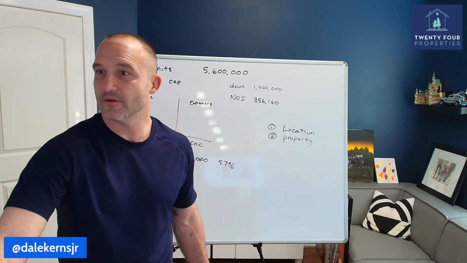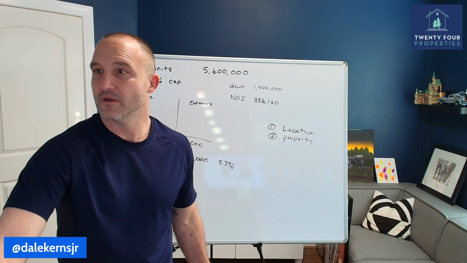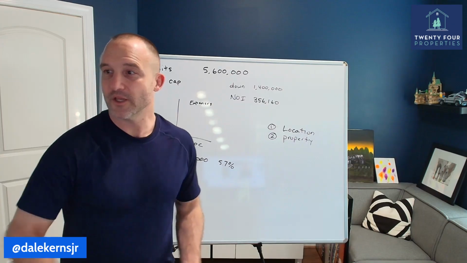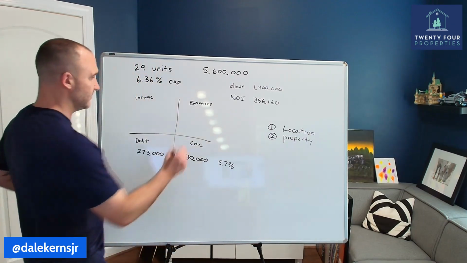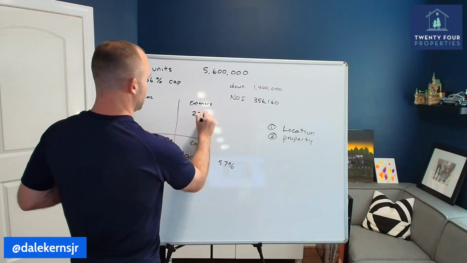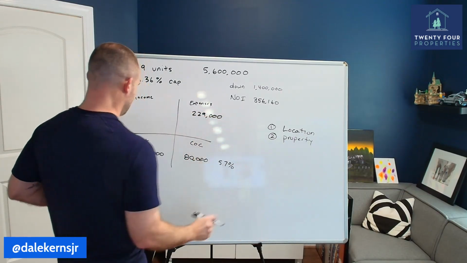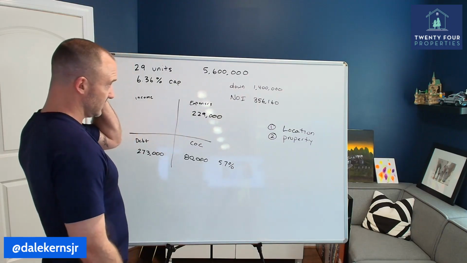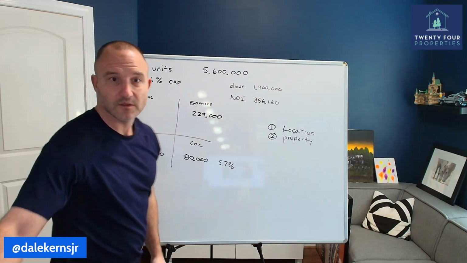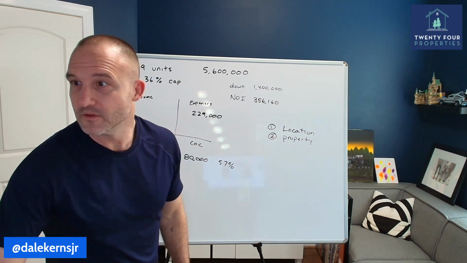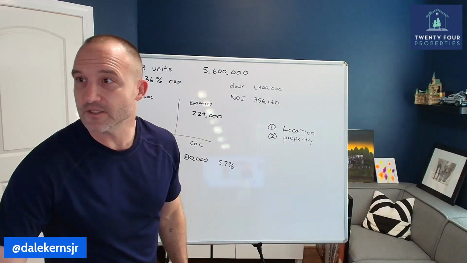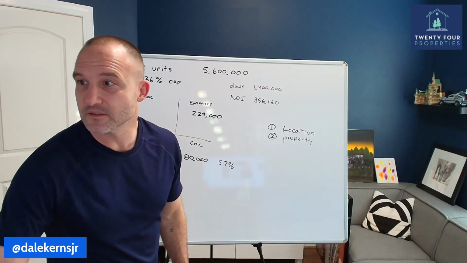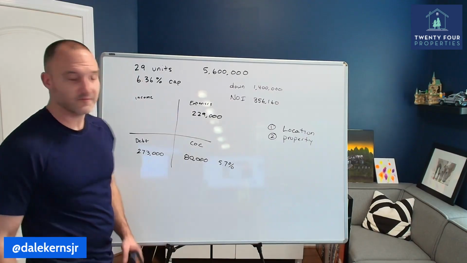All right, so they have total expenses at 228. Let's see, 229. Our NOI is 356. So that means the effective gross income is 584.